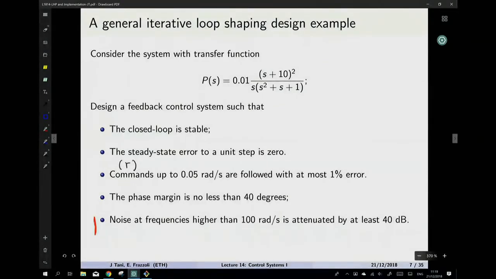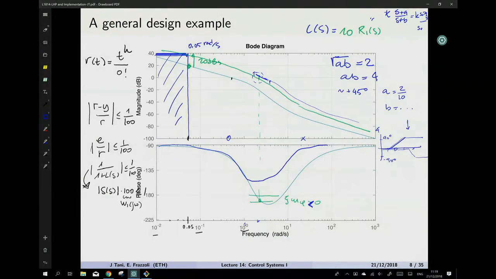It says that noise at frequencies higher than 100 radians per second must be attenuated by at least 40 dBs. So this means that 100 radians per second is here, right? Attenuation by 40 dBs means you want to reduce by 40 dBs, minus 40 dBs, right? So this is the high frequency obstacle, okay? So if the sketch of the plot is right, we are already satisfied.